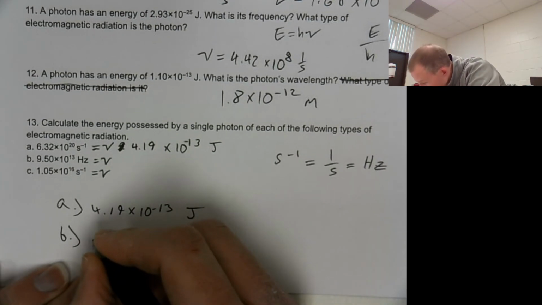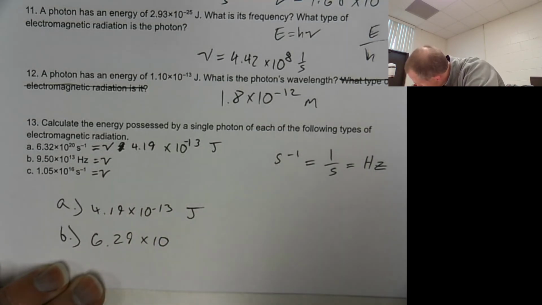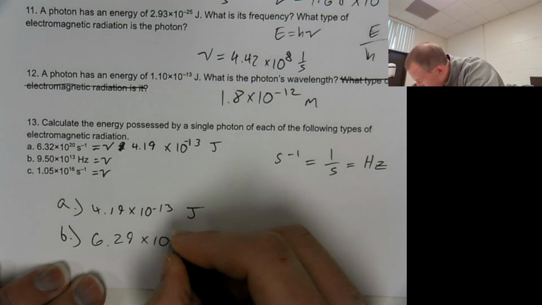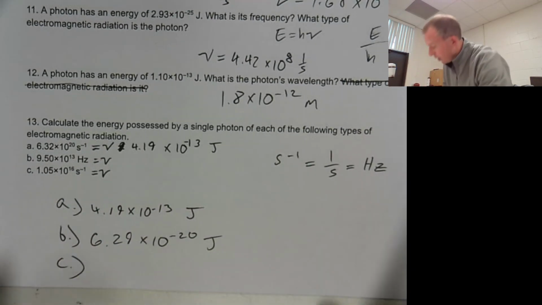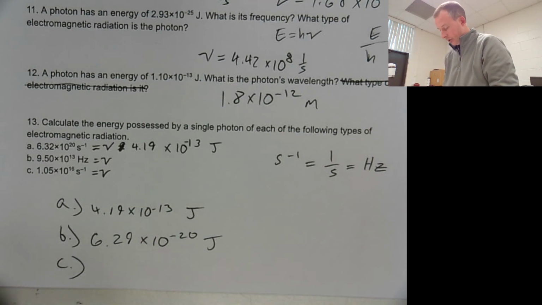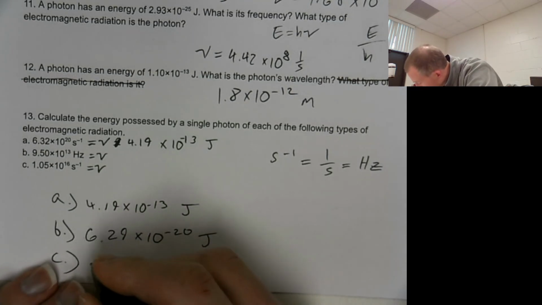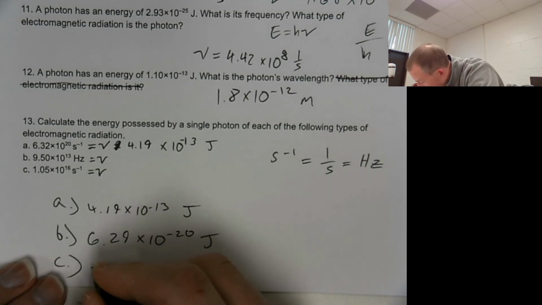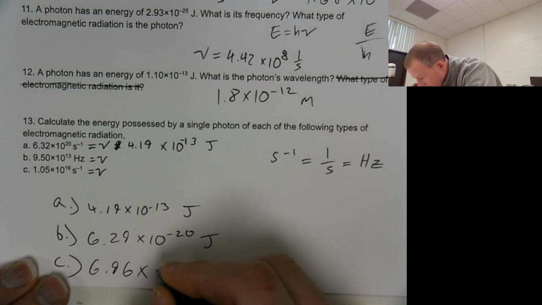So this is going to be 6.29 times 10 to the negative 20th joules. And this is 1.05 times 10 to 16. Pen all over my hand. This one will round, we'll say 6.9 times 10.